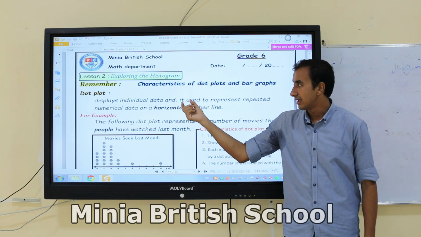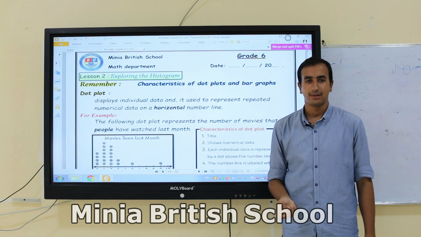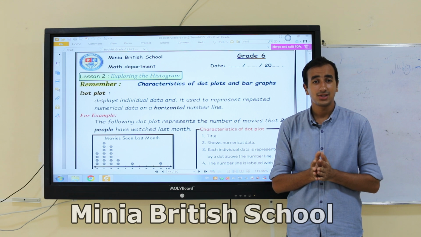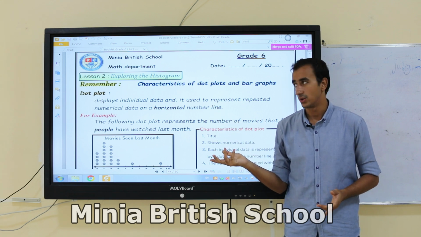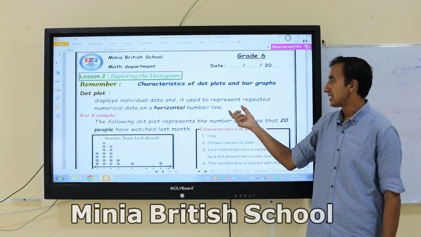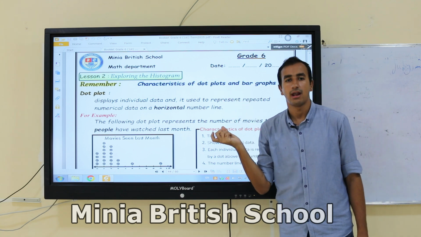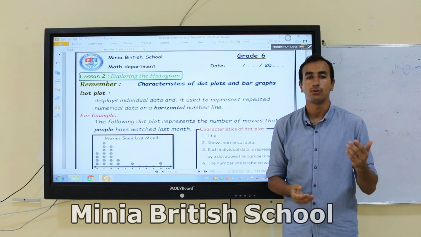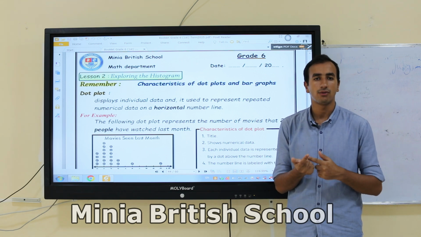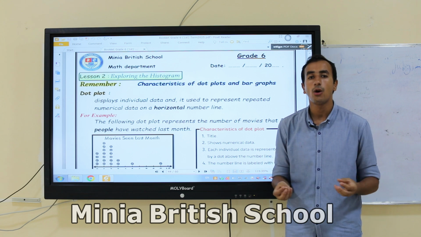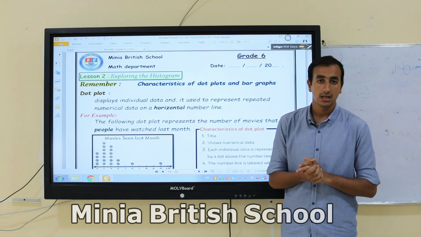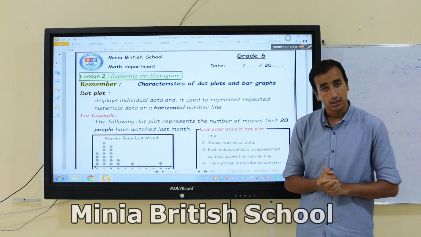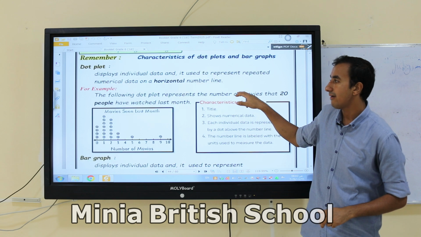Listen to exploring the histogram. What is the meaning of histogram? Before I answer you, remember the characteristics of dot plots and bar graphs. So we talked about before in grade 3, grade 4, grade 5, many shapes for drawing a graph. Is it true? Yes. So here I have the first graph.